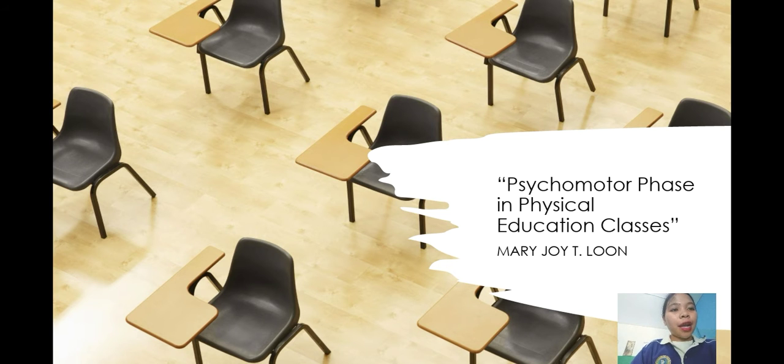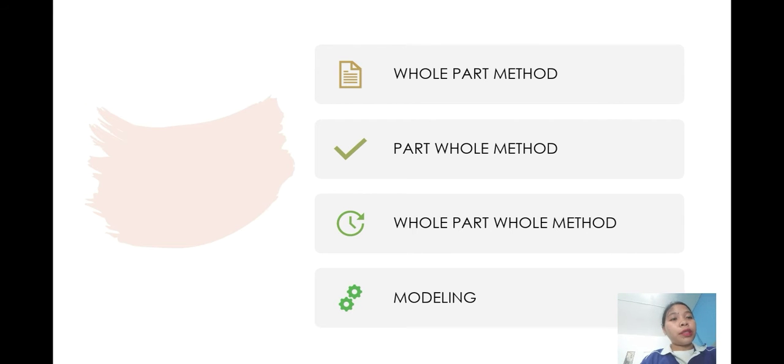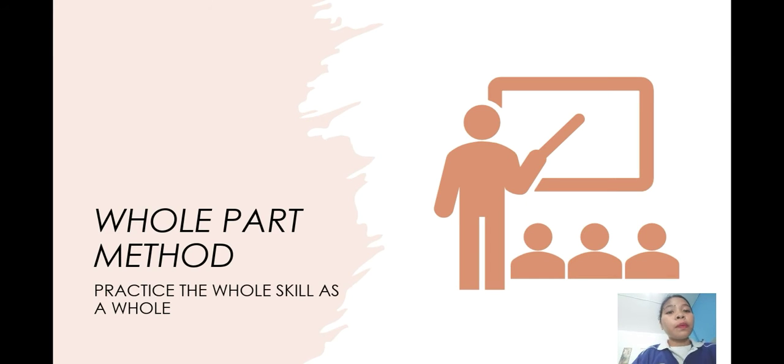So let's discuss the psychomotor phase in physical education classes. They have four methods, and those are whole-part method, part-whole method, whole-part-whole method, and modeling. First, let's discuss the whole-part method. The whole-part method is practicing the whole skill as a whole.